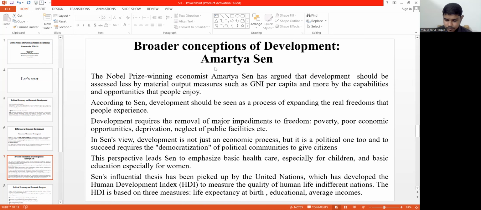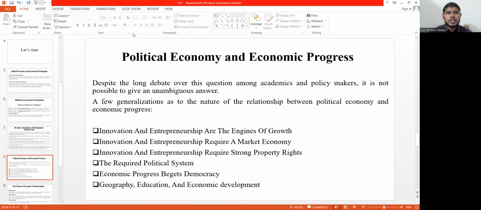Now next, political economy and economic progress. Here, political economy and economic progress are totally interrelated, and scholars still do not separate them through their own opinion or their research results. There is still an ambiguous answer. There is no specific answer on this topic. So political economy and economic progress are interrelated, and in the absence of one, the other does not exist.